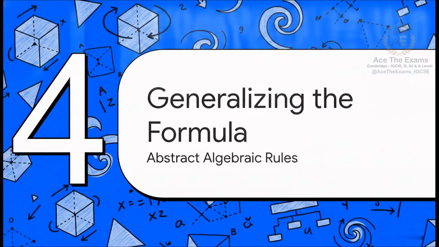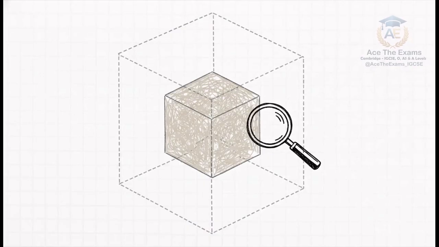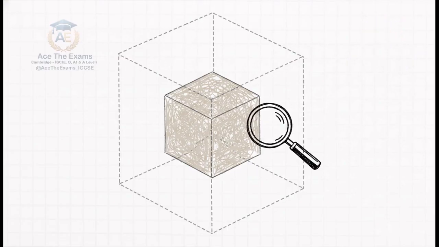And that brings us to Section 4, generalizing the formula. The ultimate goal here is to discover a universal formula that works for any hypothetical cube that is n by n by n units in size. This is where you find the true elegance in the math.